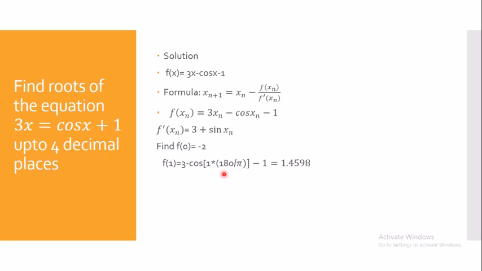Now, when you do this in your calculators also, you might get this answer. Now there is another method. I will forward you the link later.